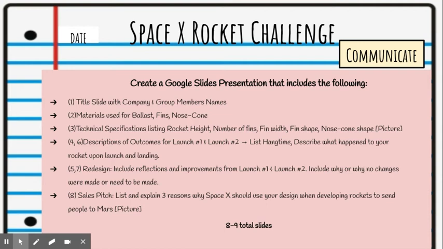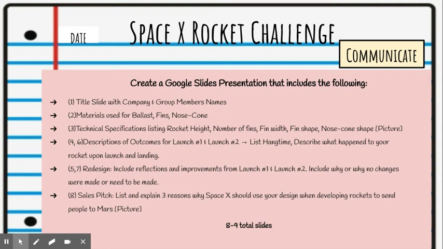of your members. Slide 2, you will list your materials that you use for your ballast, fins, and your nose cone. On slide 3, you will include your technical specification or technical specs listing your final rocket height, the number of fins you used, the fin width, the fin shape, and the nose cone shape. You also need to include a picture of your rocket on this slide.